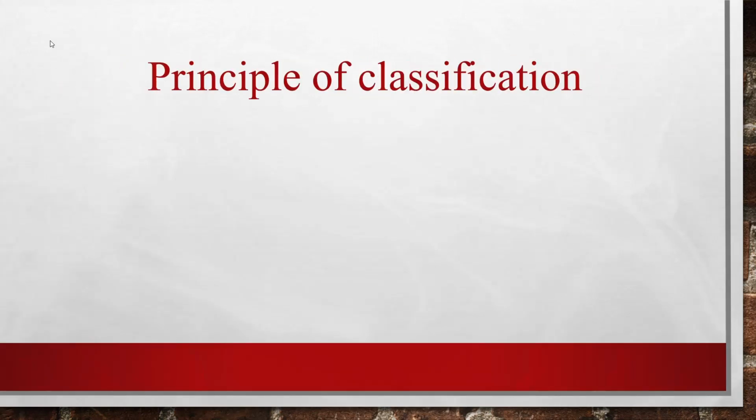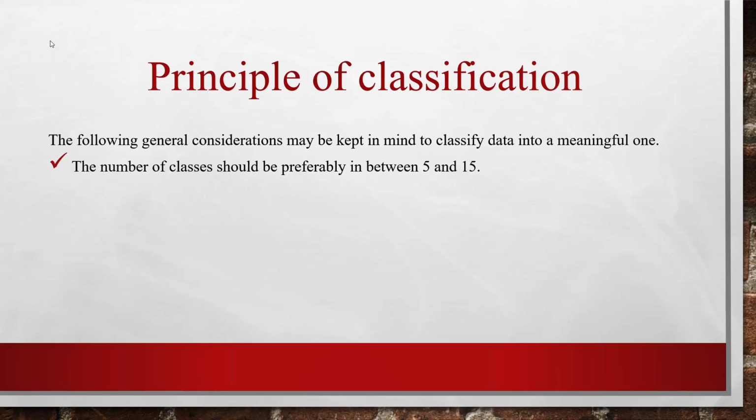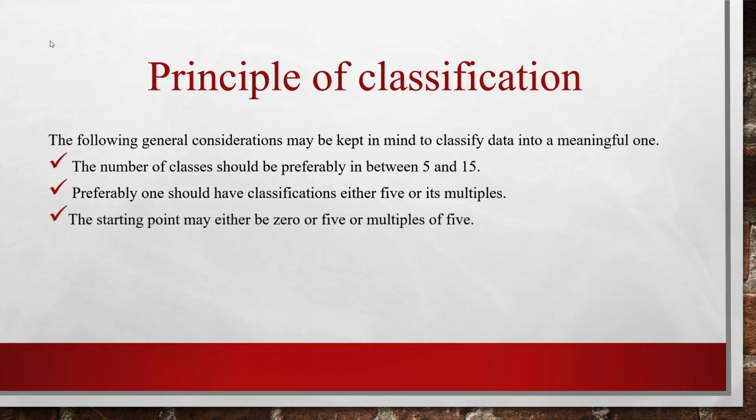So we have to discuss the important principles of classification. The first principle is the number of classes should preferably be between 5 and 50. If you are using the class interval series, the classes should be between 5 and 50, and it can be in multiples of fives. It is better to start the class from 0 or 5 or multiples of 5.